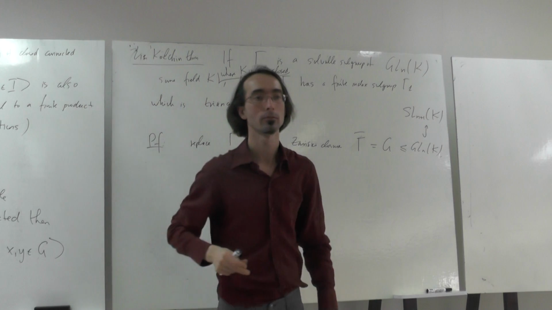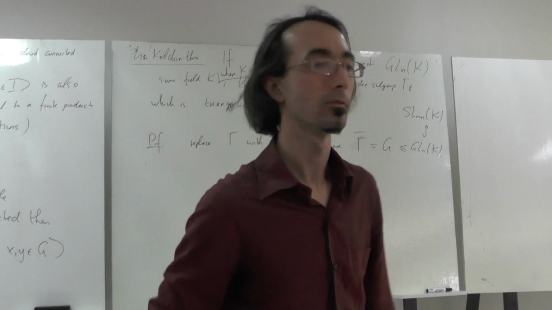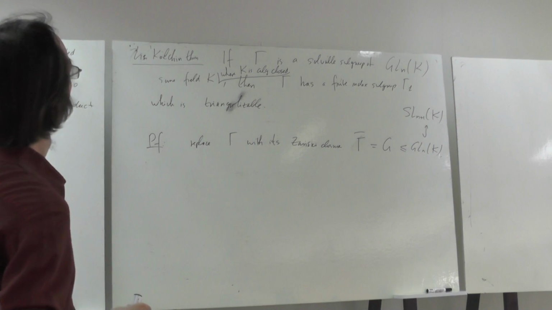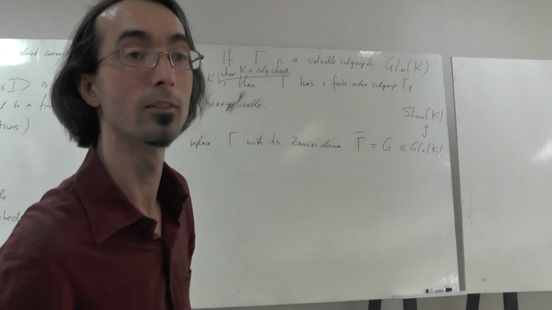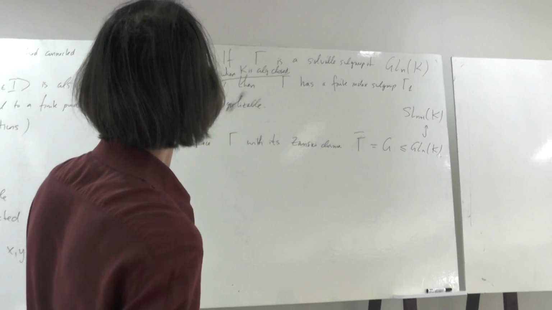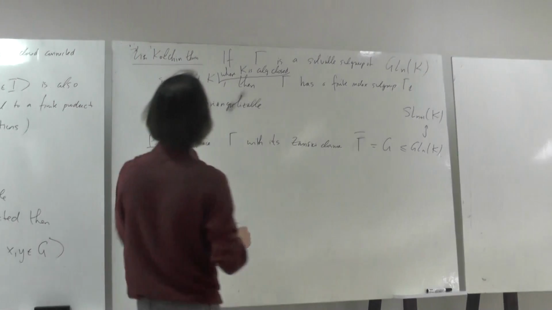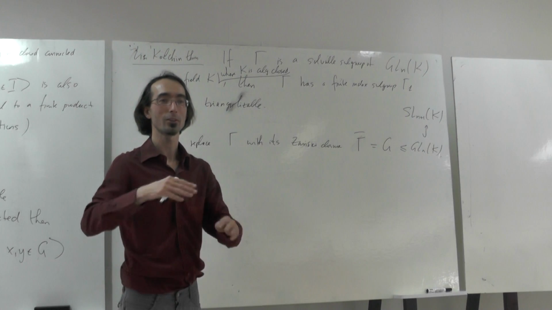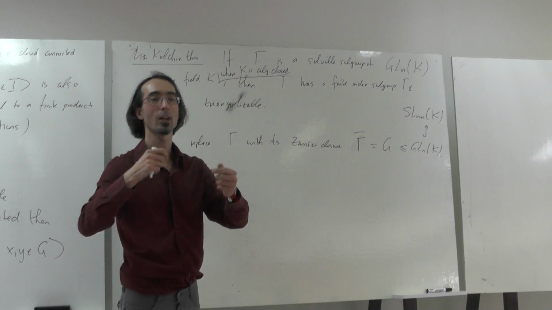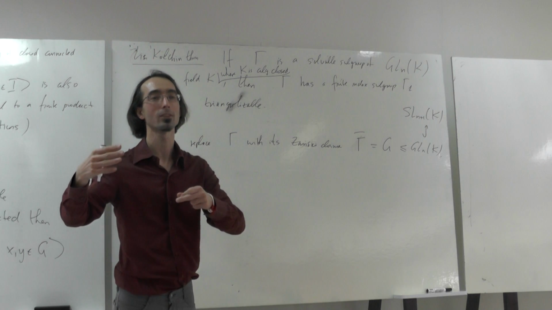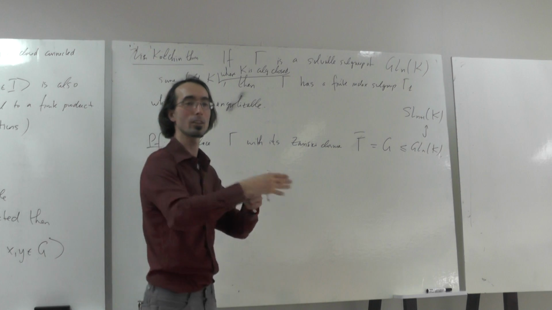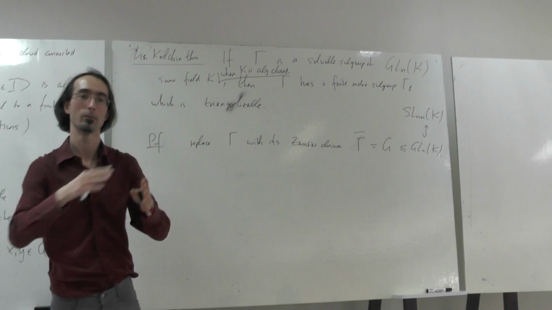Yes. Can you explain the conclusion of the theorem? What is the last word in the statement? Triangulizable. What is it? So there's a basis with respect to which gamma_1 is upper triangular matrices. Equivalently, gamma_1 preserves a flag, a complete flag.